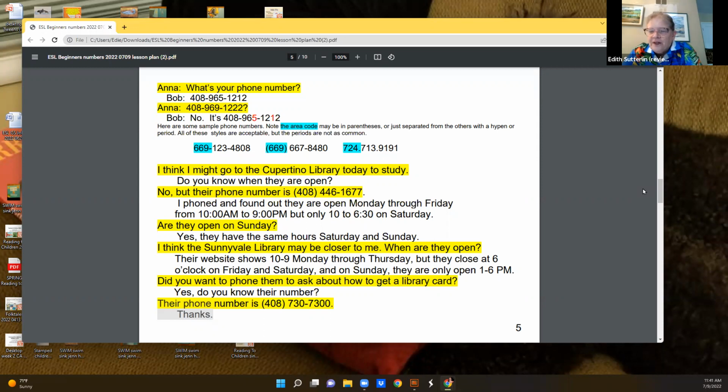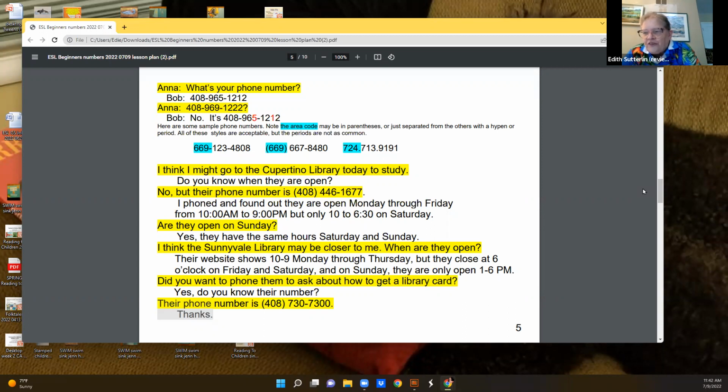When are they open? Now, the word library is pronounced, you do pronounce the first R. You will hear many Americans say library, but it's actually library. I used to work as a librarian, so I'm conscious of that. My ear always picks up on it. But even many people who have been speaking English all their lives, born here in California, some still say library, but it's library. The Sunnyvale Library may be closer to me. When are they open?